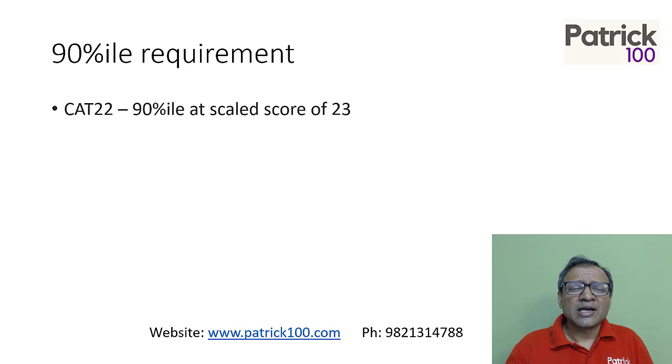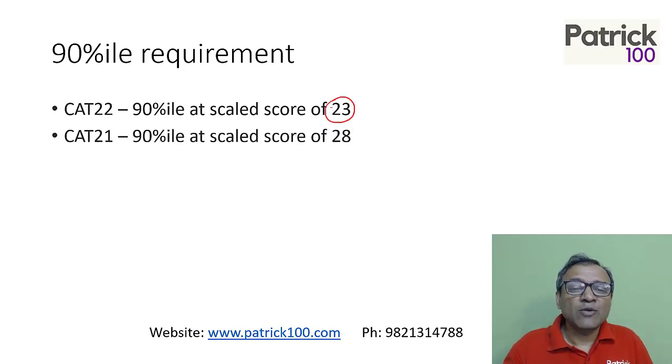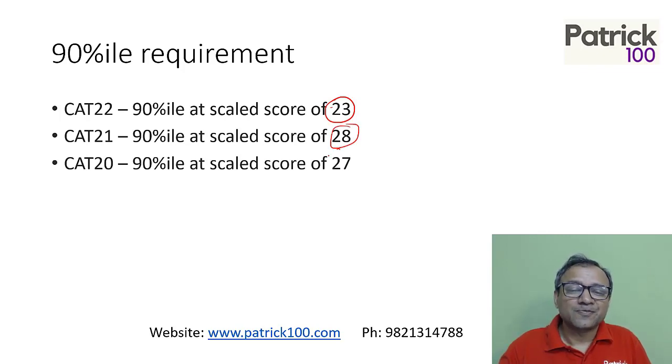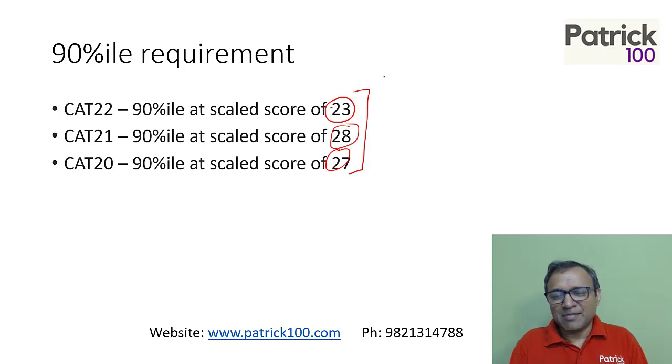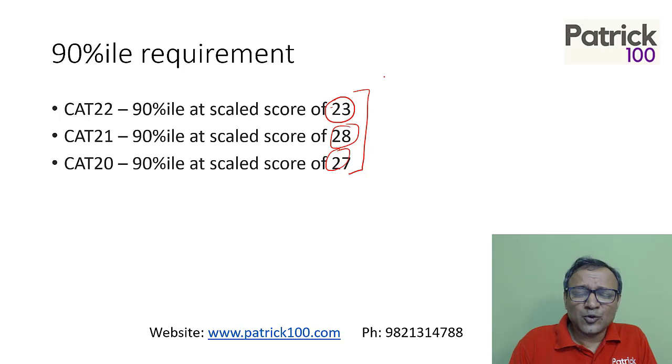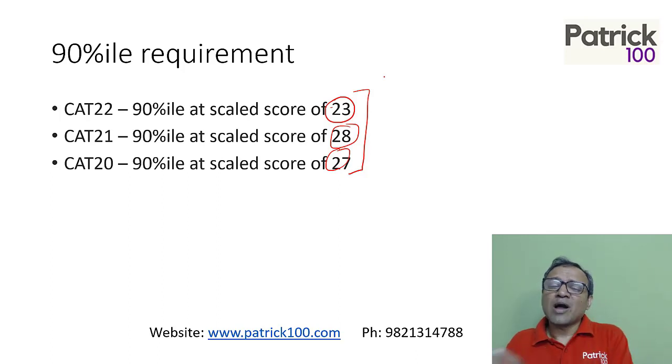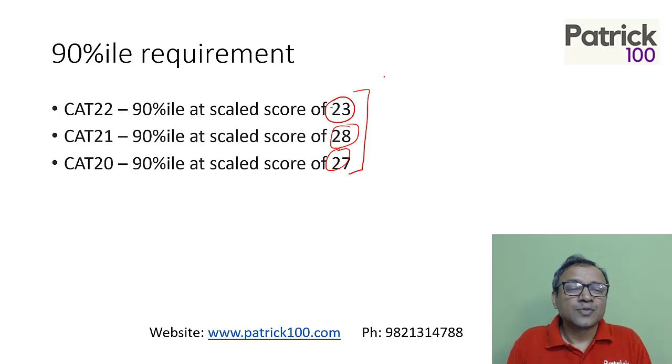If you look at the requirement, in CAT 22 you require 23 marks to get a 90 percentile. In CAT 21 it was 28 marks and in CAT 20 it was 27 marks. So around the 20s is the score to get a 90. It will depend on the toughness of the paper. If the paper is tough, it will be in the lower 20s. If the paper is easy, you require the higher 20s to get a 90 percentile.